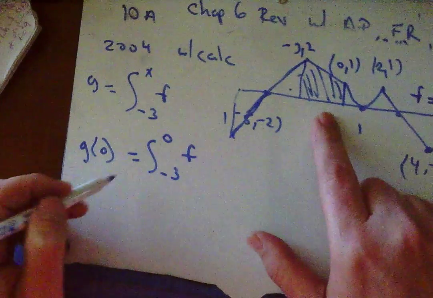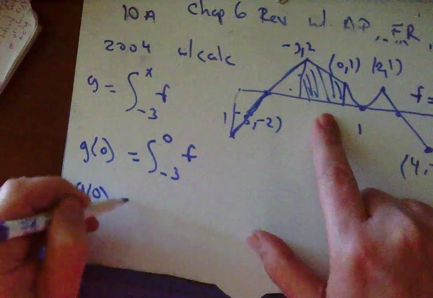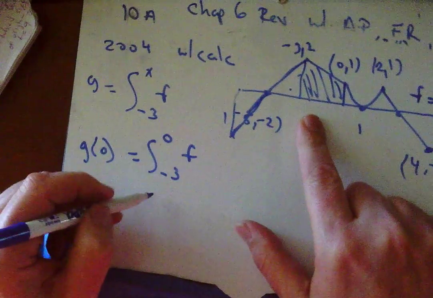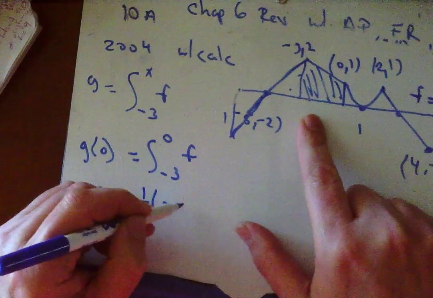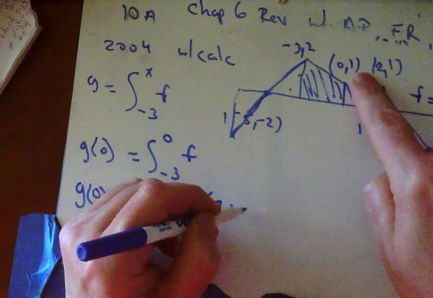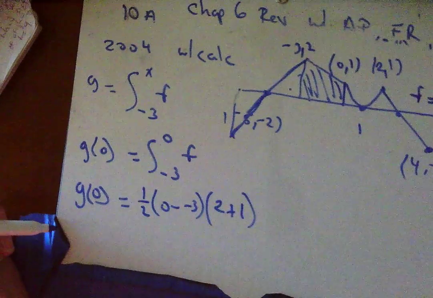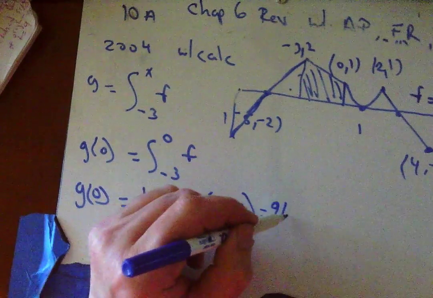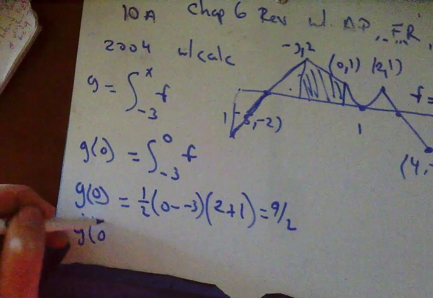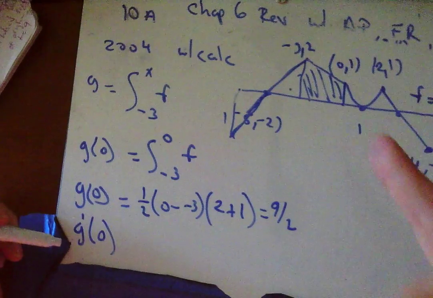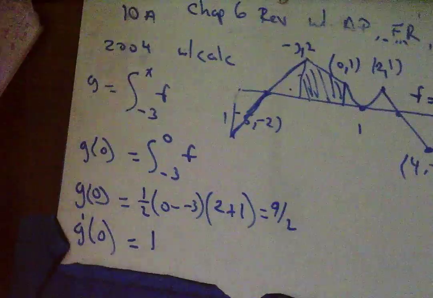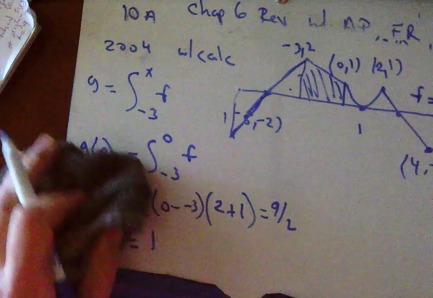Okay, well, that's just a trapezoid. So G of 0 is going to be 1/2 times 0 minus -3 times base 1 plus base 2. And you can stop there. You can go further if you want to 9/2. We're also asked to find G prime of 0. This is G prime, and so G prime of 0 is 1. Okay, and that's it. Part B.